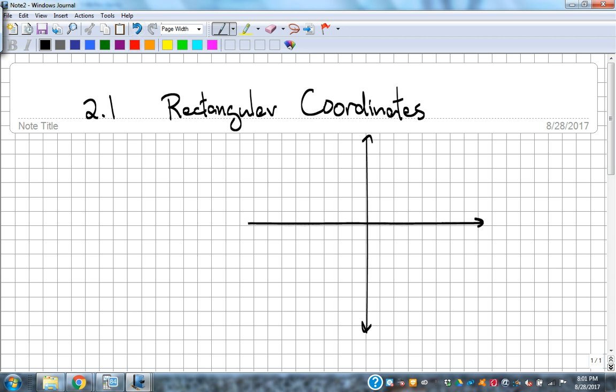So we have a coordinate plane. The horizontal axis is which one? X. The vertical one is the y-axis. And there are things called quadrants because it divides the page into 4 pieces.